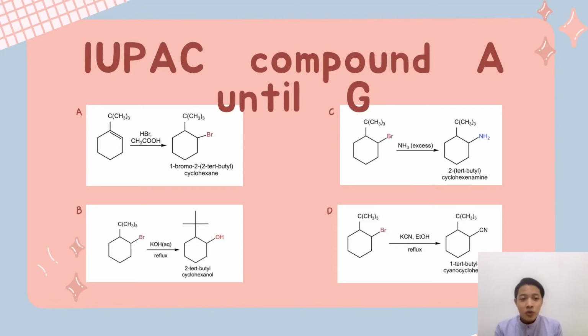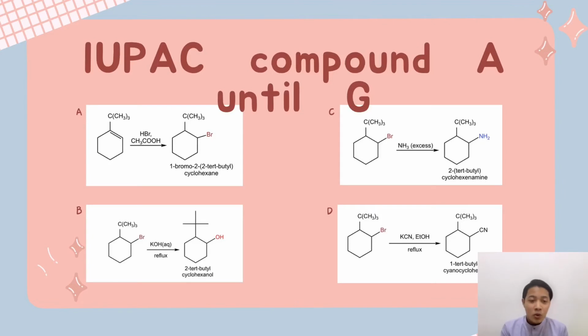For C, 1-bromo-2-butylcyclohexane reacts with excess ammonia to form a primary amine. The primary amine NH2 will replace Br. NH2 has high priority, so we start with NH2, and the name is 2-butylcyclohexanamine.